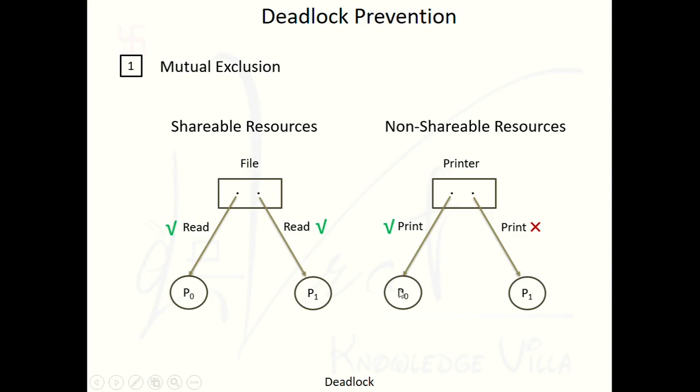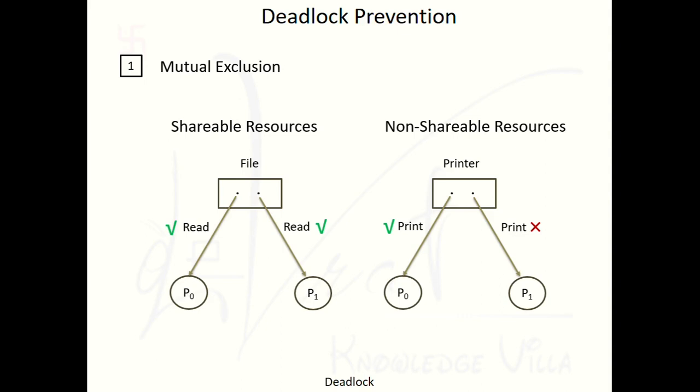Suppose person P0 gives a command to print 10 pages on the printer. At the same time person P1 gives a command to print another 10 pages from the printer. So at a time the printer will print the first 10 pages for process P0 and then after that the printer will start printing another 10 pages. Get it? So at a time it is not possible to print 20 pages in parallel. Get it? It means two persons cannot print at a time.